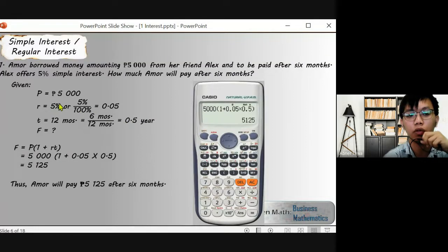Same with this, what is the decimal form of 5%? Always divide it by 100%. So those values will not change. It's like they're already given. Okay?